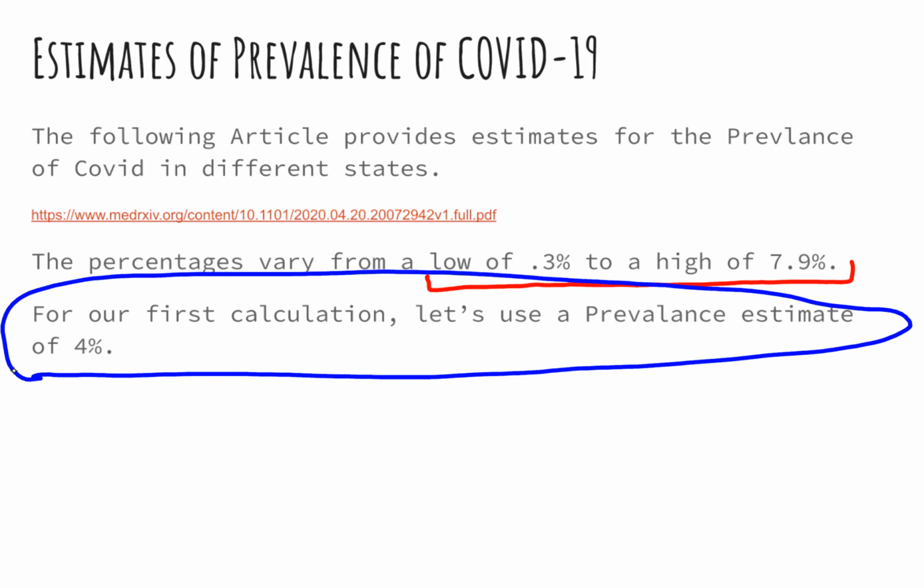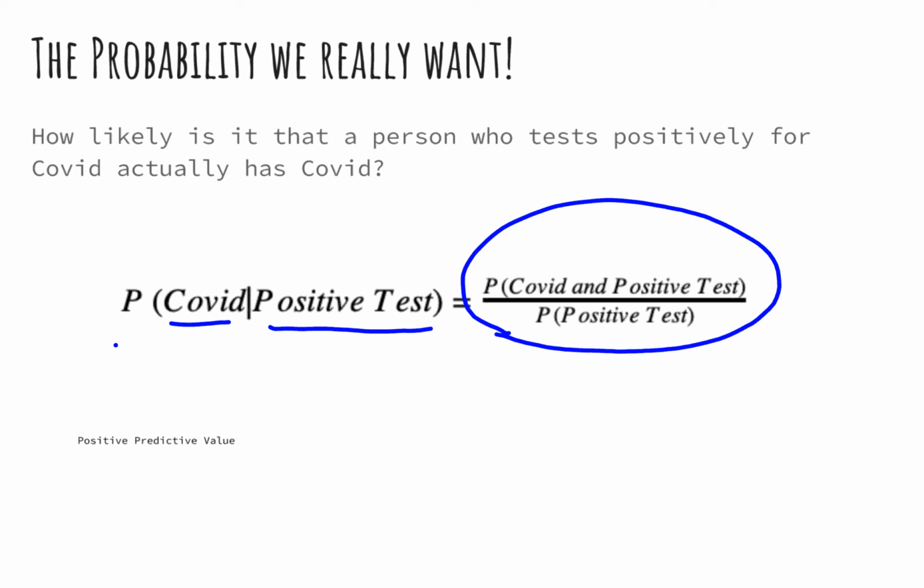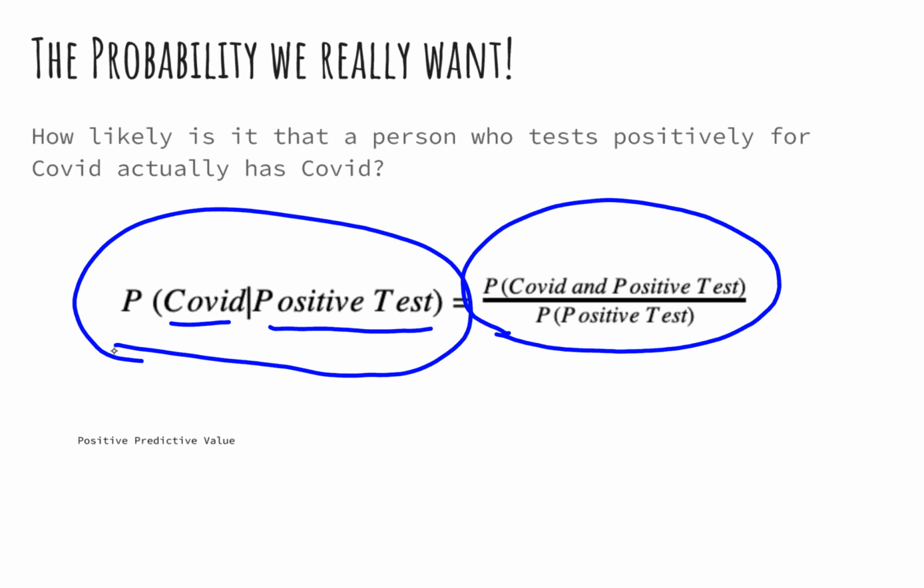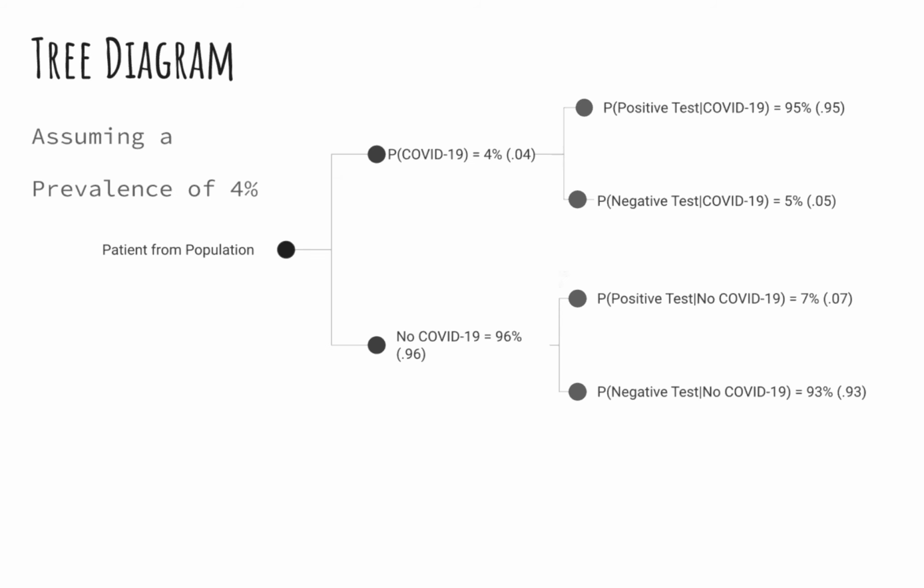And what I want to start to do now is represent this as a tree diagram and start to calculate this probability. Because remember, the probability we really want is here: the probability that I have COVID given I've tested positively. So here's our tree diagram. We've got a patient from the population. 4% of them have COVID. And there's that sensitivity number that you expect, right? Here's the people who don't have COVID. And here is the specificity number, right? There's the false positive number.